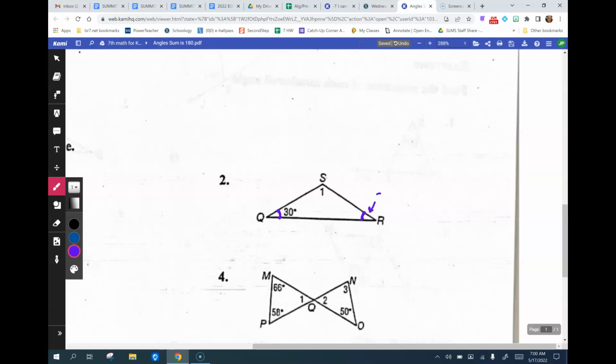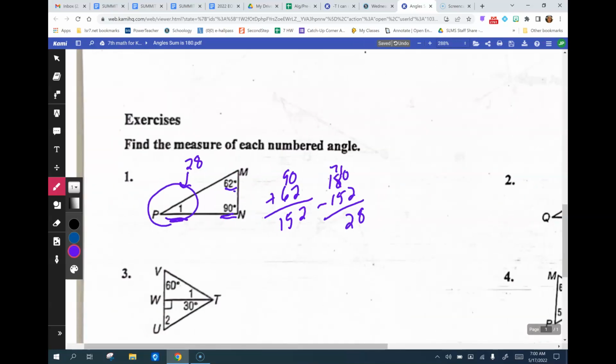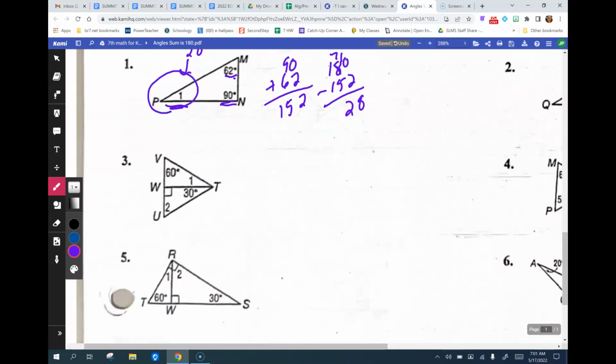So that means this one is 30 also. So if I have 30 plus 30, I already have 60. So that means I'm going to take 180 minus 60, and I get that this angle is 120. Okay, so there's another little concept. There's a geometry concept you learned. Good. Okay, here we go.